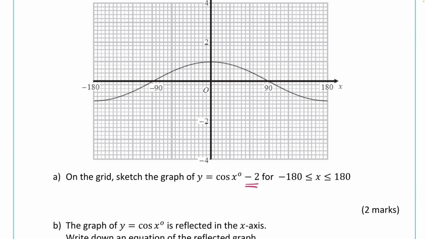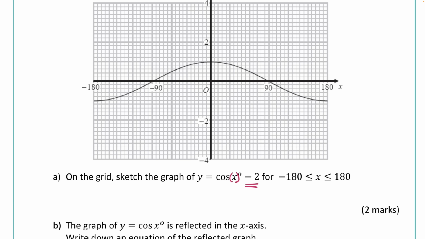So one of our graph transformations, if it's in a bracket with the x, it affects the x coordinates, and if it's not and it's outside, then it affects the y coordinates. This is on the outside, so it does affect the y coordinate. There's no bracket around the x to say that it's affecting the x coordinate, so minus 2 moves it down by 2. So I want to find some points that are nice and easy for me to do.